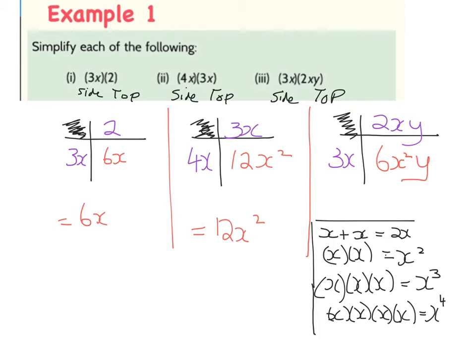So we'll go through them. The first one was 2 multiplied by 3x. So 2 times 3 is 6, and then you have your x on its own. 3 times 4 is 12, and you have x times x, which gives you x squared. 2 times 3 is 6, and x by x gives you x squared, and you have your y.